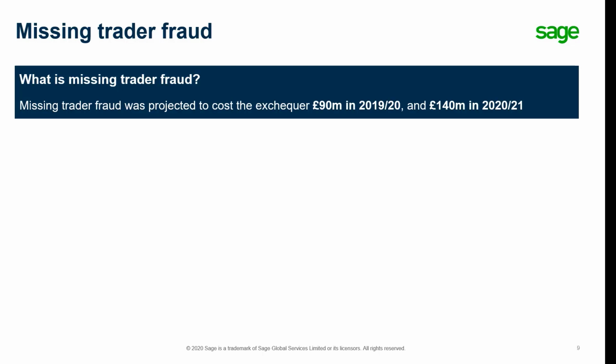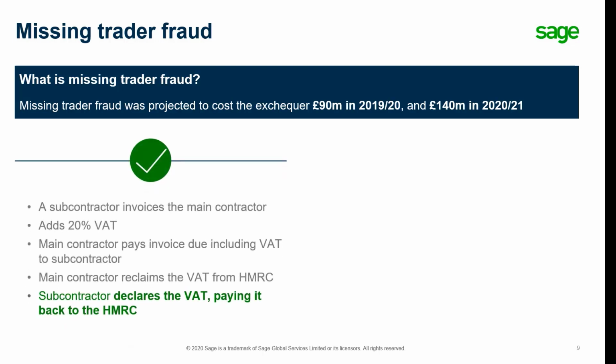Let's take a look at how that works. Under normal circumstances, a subcontractor will invoice the main contractor adding on the 20% VAT. The main contractor will pay that invoice including VAT to the subcontractor. The main contractor can then reclaim the VAT from HMRC, and the key part being is the subcontractor then declares the VAT and pays it to HMRC.